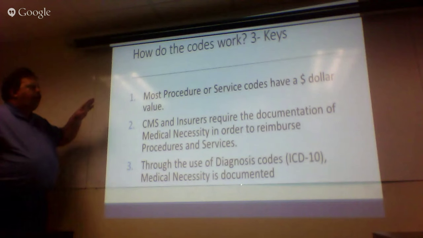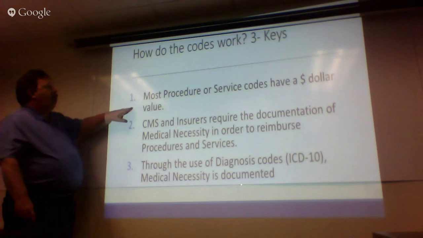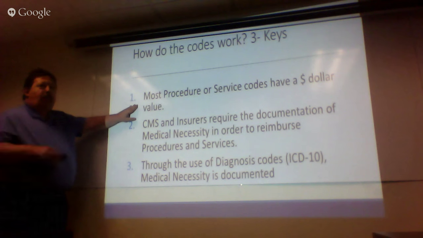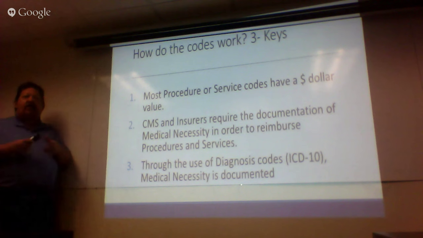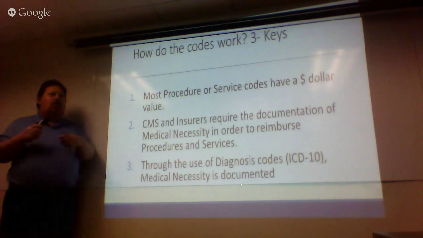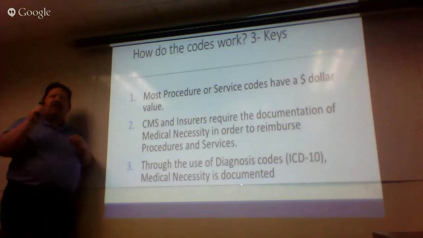There are 3 basic things to remember about these codes, all of these codes that I work with. Most procedures or services have a dollar value, plain and simple. There are differing values depending on where they're done or who's doing them. CMS, Center for Medicare and Medicaid Services, require the documentation of that key nasty phrase, medical necessity. They will reimburse a claim if it is necessary.